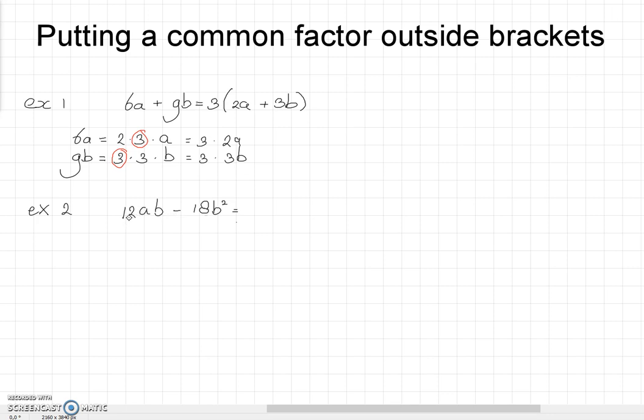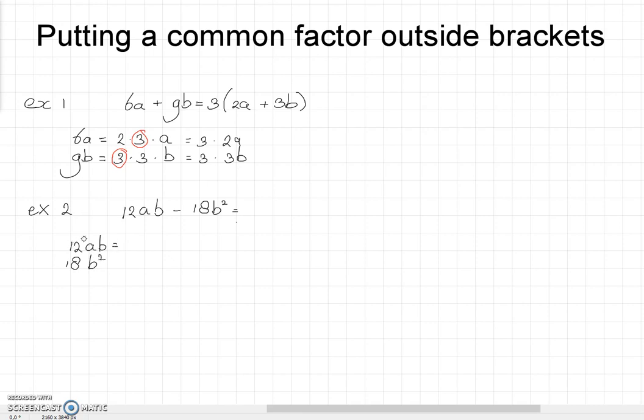The next example is 12ab minus 18b squared. Note that there is a minus sign in this example, but this minus sign does not change much about the method, but we will have to remember that it exists. First we start with writing down these two terms separately. So we have 12ab and 18b squared.